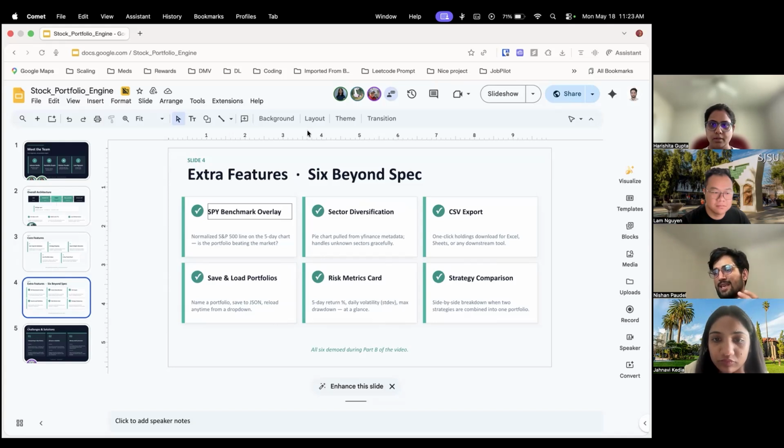We should be able to save and load our named portfolios. The user can save the portfolio under any custom name and reload it later down the line. Fifth is a risk metric chart. It is one of the more important features, where we show risk metrics such as 5-day return percentage, daily volatility, and maximum drawdown, which are important to know for your portfolio.